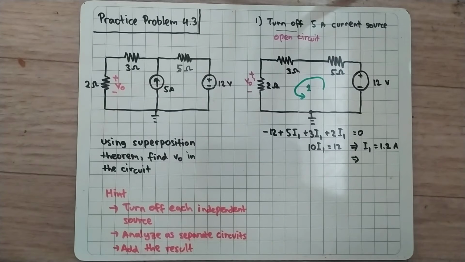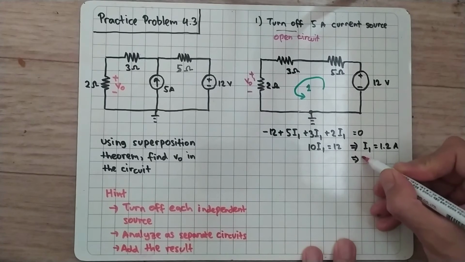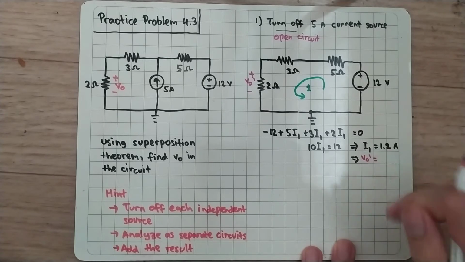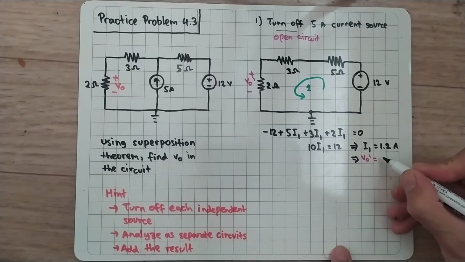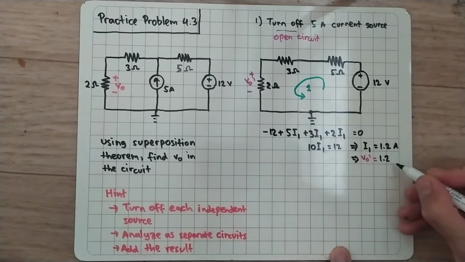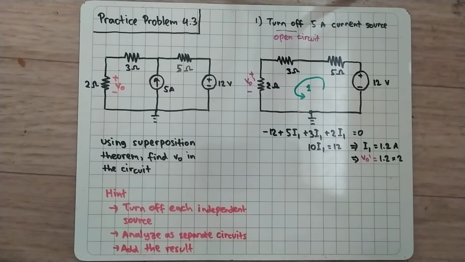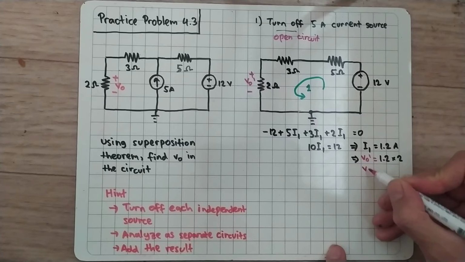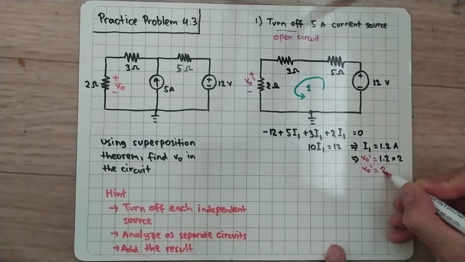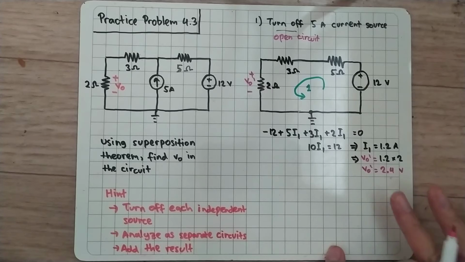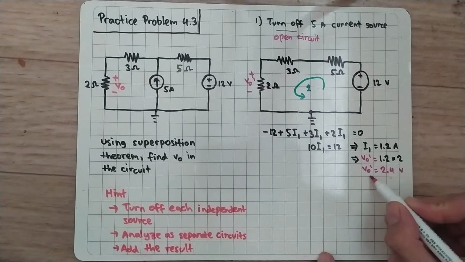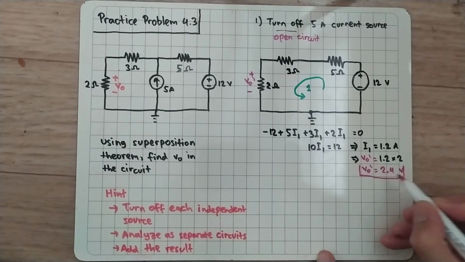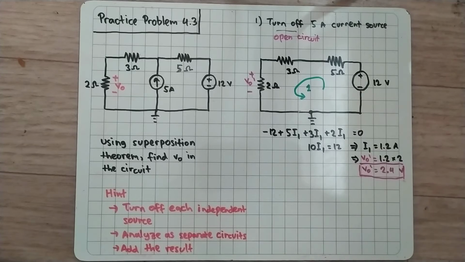What that means is we can find out V0 prime, and V0 prime is this I1 multiplied by the resistance here. So I will have 1.2 multiplied by 2, so V0 prime is 2.4. Okay, that is our first step when the 5 ampere current source is turned off. So let's save this first, and we need to remember that later, and we do the second step.